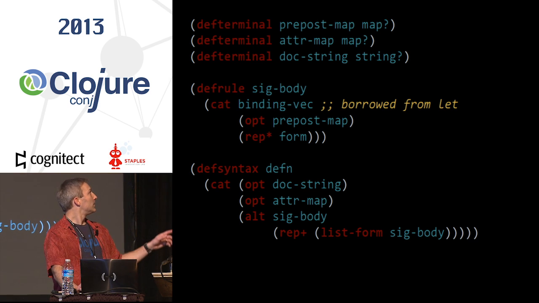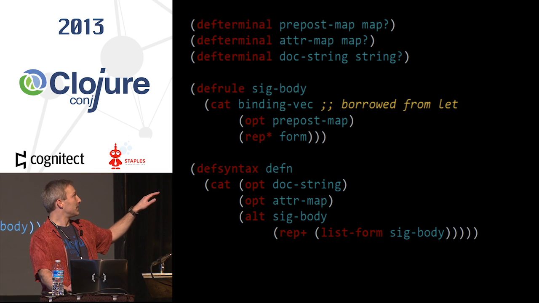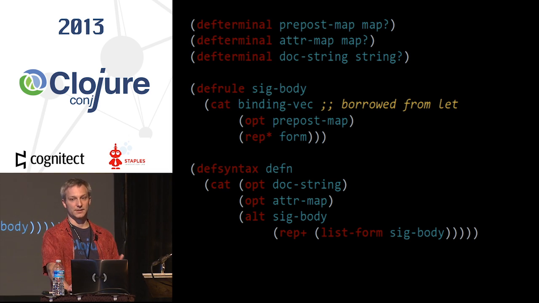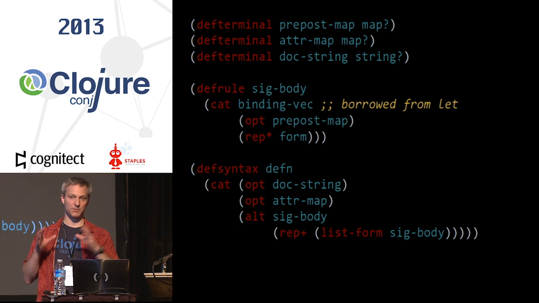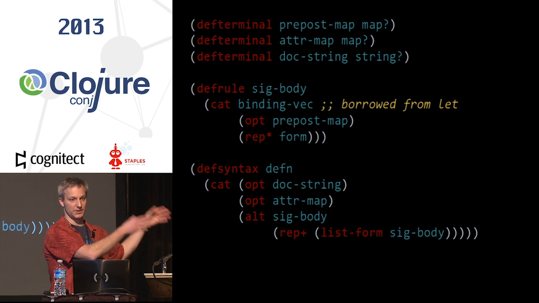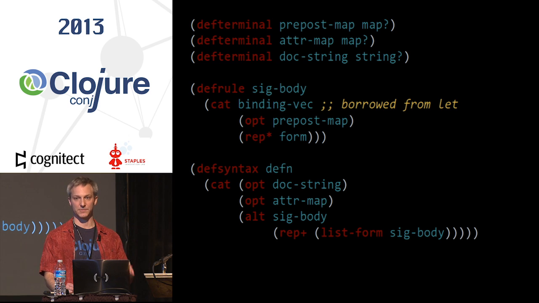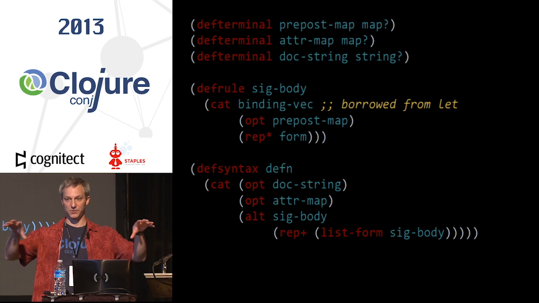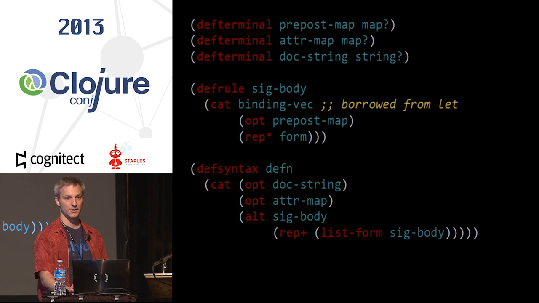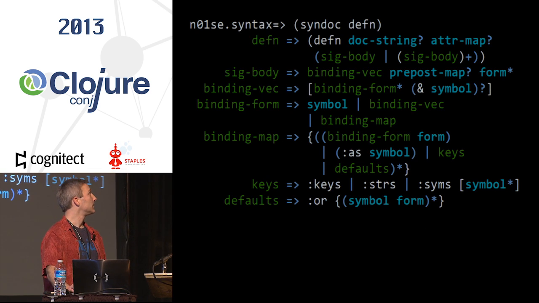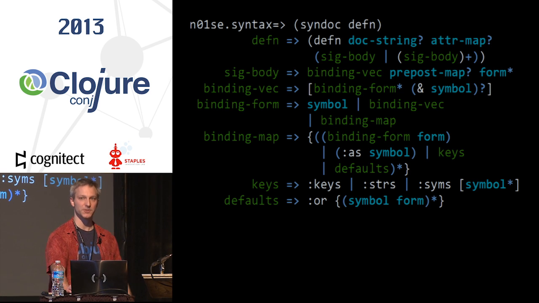Signature body is borrowing the binding vec from let as its first part. So whatever work is being done there, both in terms of matching and in terms of capturing, is being lifted and put into here. So it's a very easy and composable way to take your code and define arbitrarily complex grammars, and then define and reuse those bits and pieces as needed throughout your stack of macros. And just for completeness, this is the full syntax for defin. Again, I don't think this is available anywhere else, so this slide will also be available after the talk.